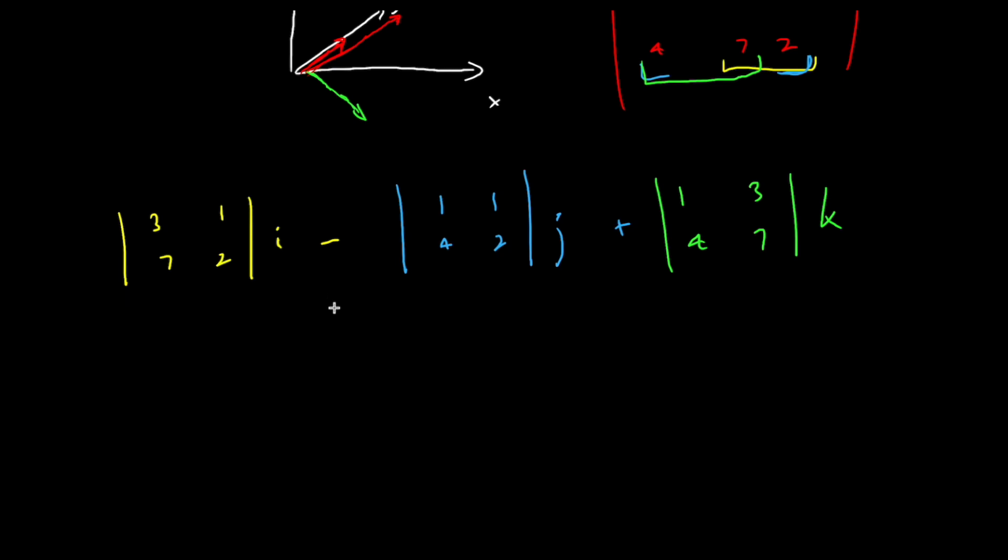I can quickly compute these determinants. This will just be 6 minus 7, which is negative 1, times i, minus 2 minus 4, which is negative 2, j, plus 7 minus 12, which is negative 5k. And then, just making this neater, I have negative i plus 2j minus 5k. So my vector will be negative 1, 2, negative 5.